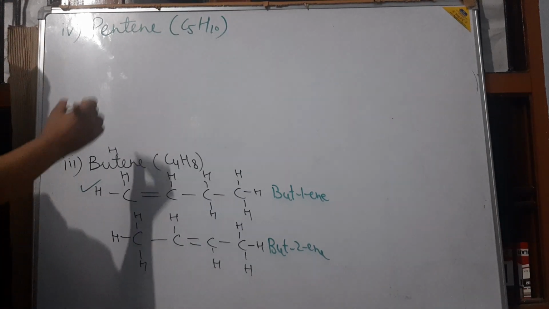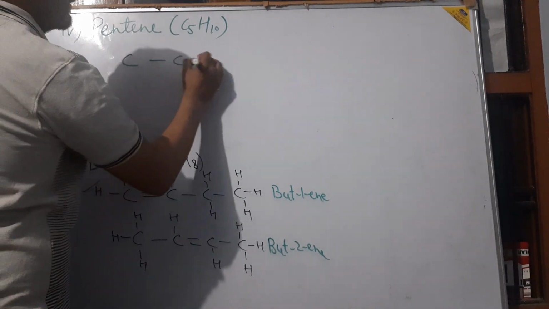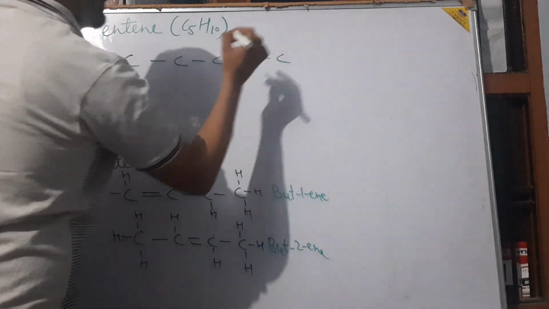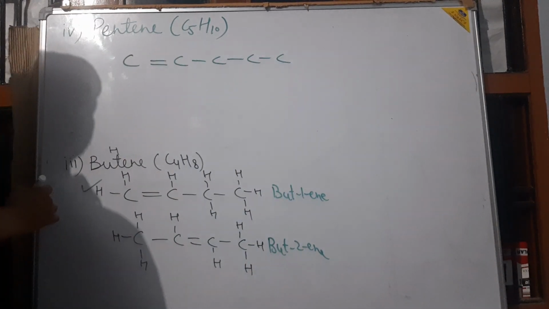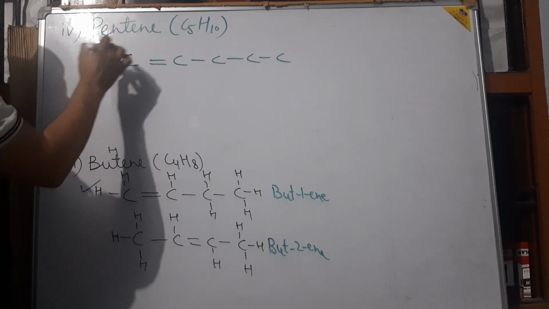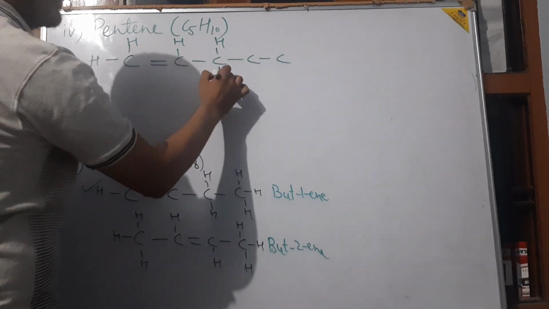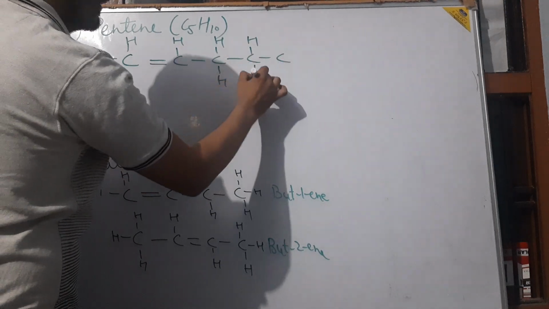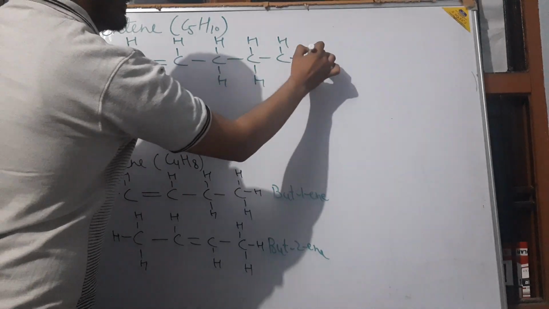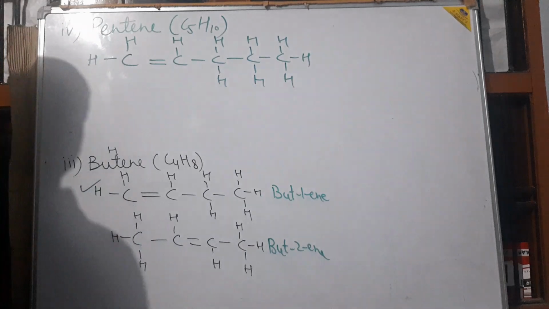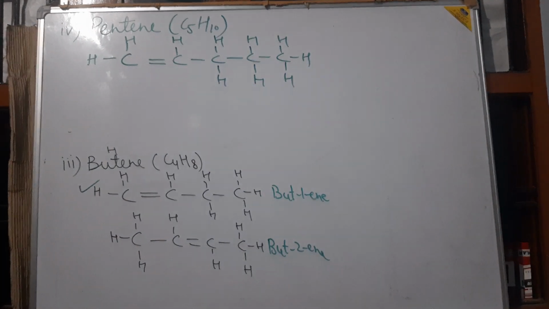Similarly, in that case I always suggest that you put the double bond at the last. So I am making only a single compound, so that I can draw the electron dot structure of any one compound, because we have not tried it till now. So this is the molecular structure of your pentene.